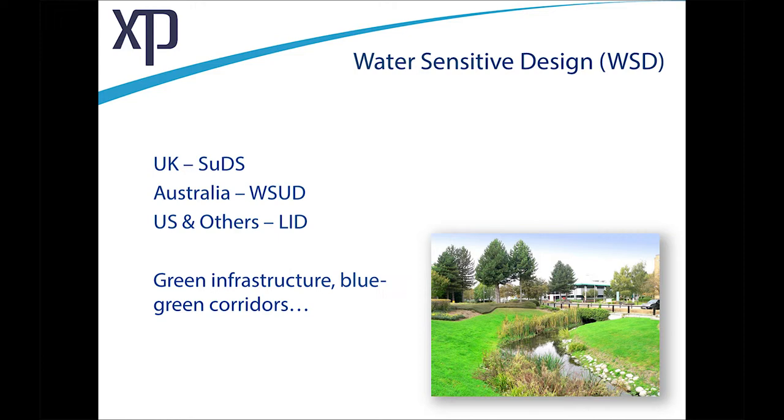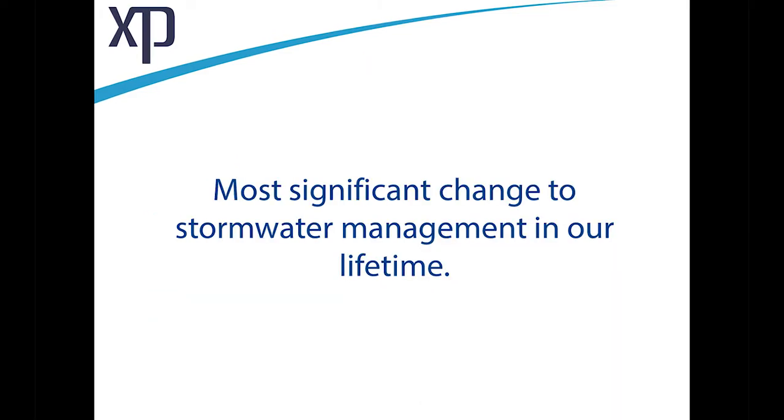But although there are subtle differences in the definitions, all of these approaches essentially demonstrate a change to the way we value rainwater and a desire to use it to improve our urban environment. And it's really the most significant change to stormwater management in our lifetime. We hope that it will see stormwater design move up the priority list in terms of planning and development, and will help us to improve the quality of our rivers and streams and even the quality of life.